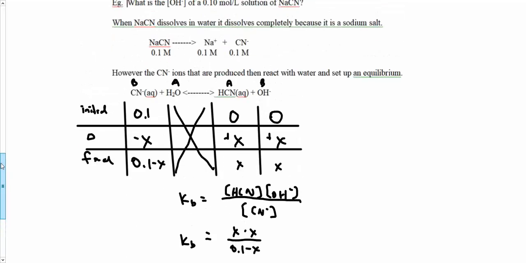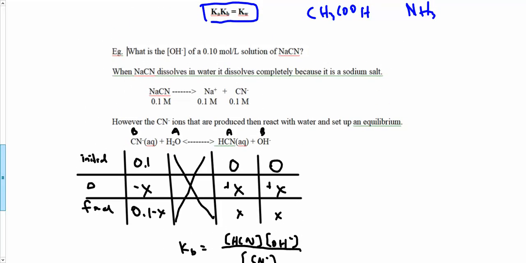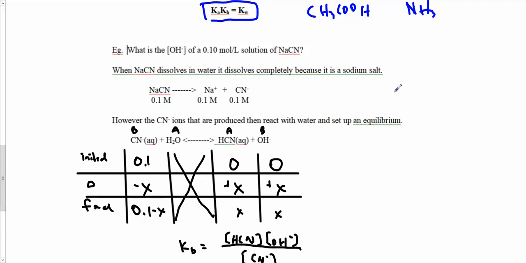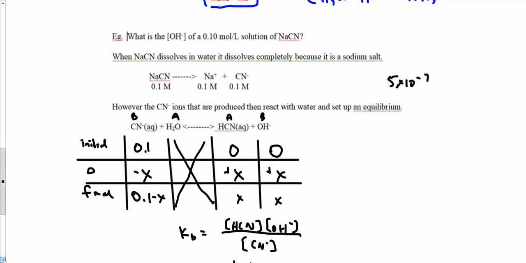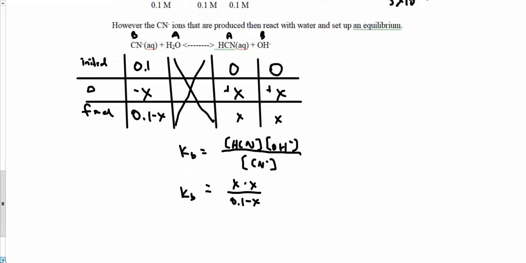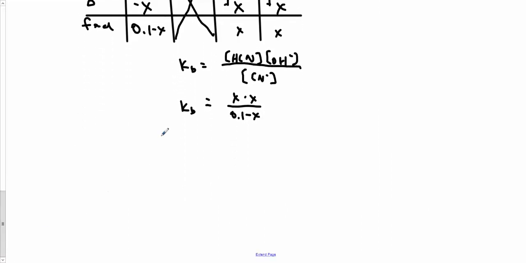Now, I feel bad that I don't actually have a value for Kb here. Let's say that it's 5 times 10 to the minus 7. Just make up a number. It's irrelevant to this question right now. So 5 times 10 to the minus 7 is equal to x squared over 0.1 minus x. I can swing this over, multiply, everything to one side, quadratic equation, blah, blah, blah. Extra math. Before I do that, I notice, whoa, K, pretty small.